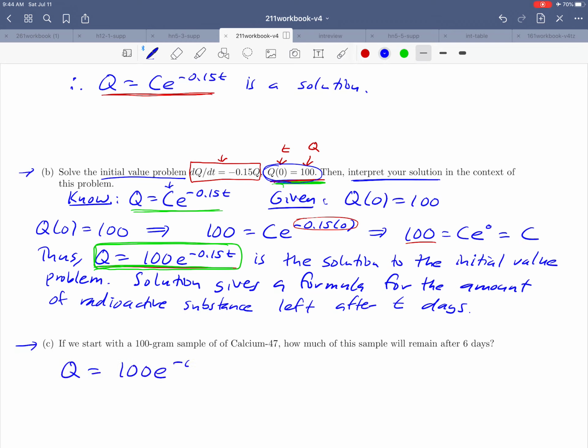So 100 e to the minus 0.15, and 6 days is the value of t, so we will plug that in. Let me try to write that a little bit more neatly. That's t. And this is a job for your calculator. You would punch that in and discover that you get out 40.66, and our units should be grams. That's our answer to C.